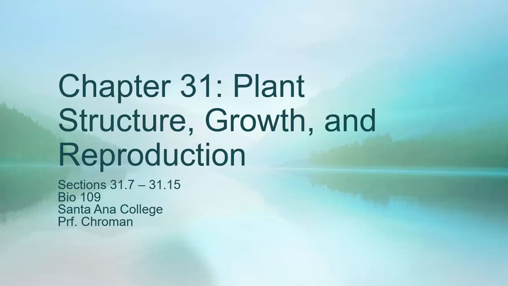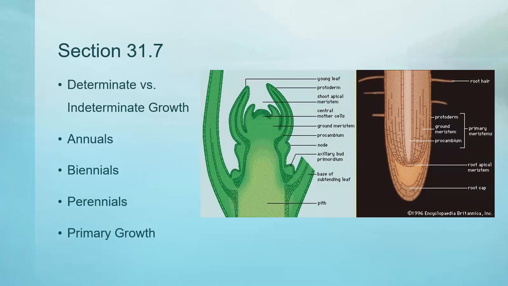Hey there folks, and welcome to the second video for Chapter 31, Plant Structure, Growth, and Reproduction. So in the last video, we talked a bit about some of the basic layers of structure in typical plant bodies. Now we're going to look a little bit closer.